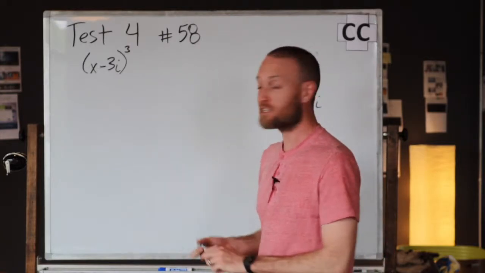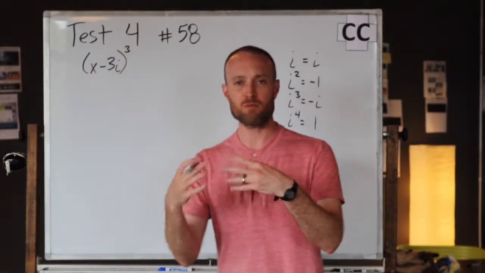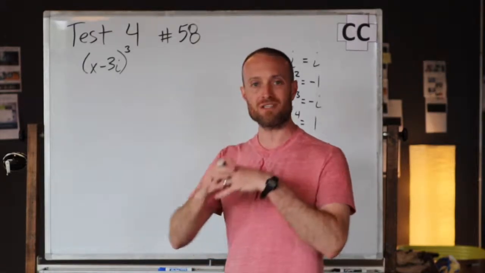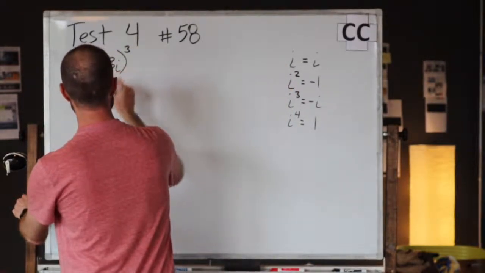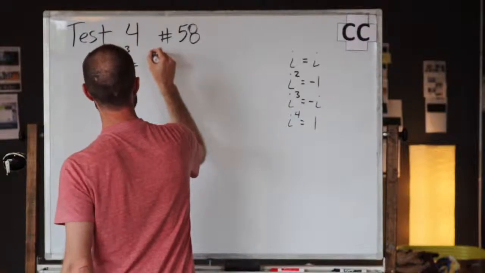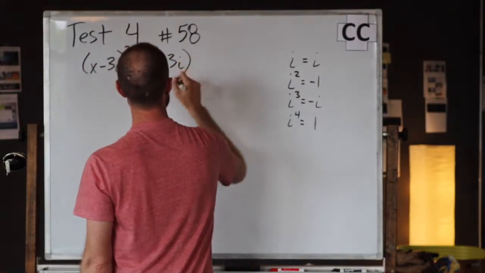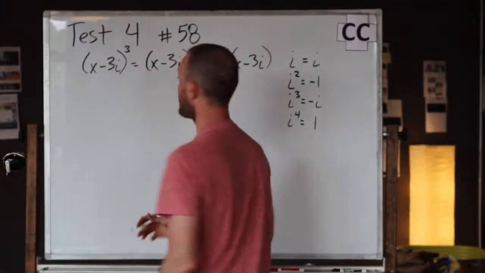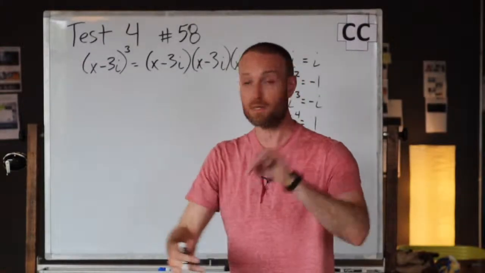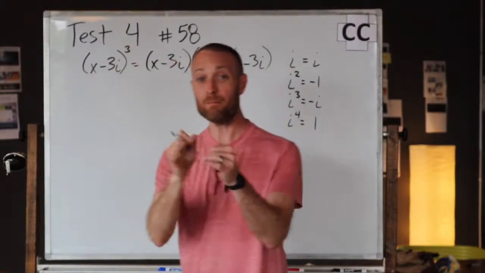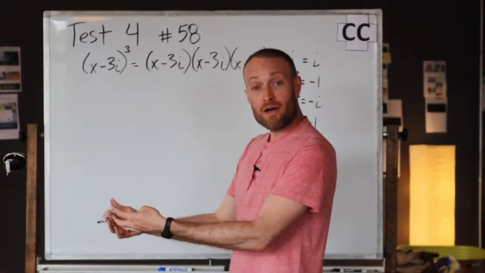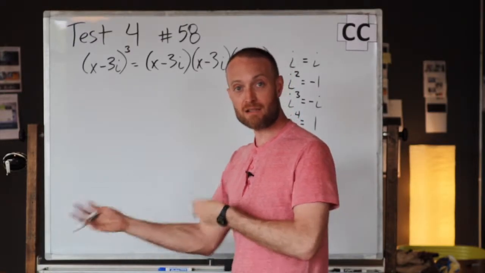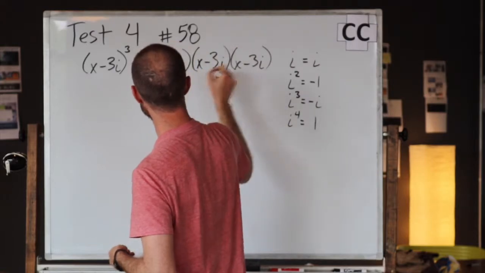Second is actually multiplying this binomial. There are some shortcuts you could use here, but most students probably won't know those. So we're going to do the simplest approach, which is simply to say this is the same thing as x minus 3i times x minus 3i times x minus 3i. Whenever you cube something, you're multiplying it by itself 3 times. So the simplest step, what most of you know how to do, is multiply 2 binomials by themselves, which is foiling. You've heard of this, first, outside, inside, last. So we're going to do that with the first 2 binomials here.